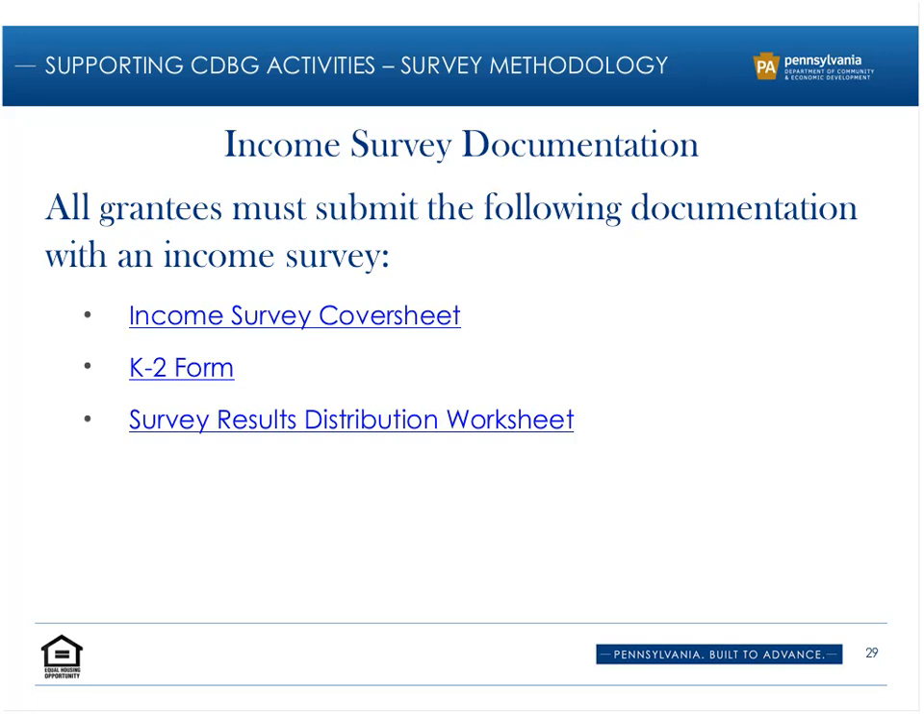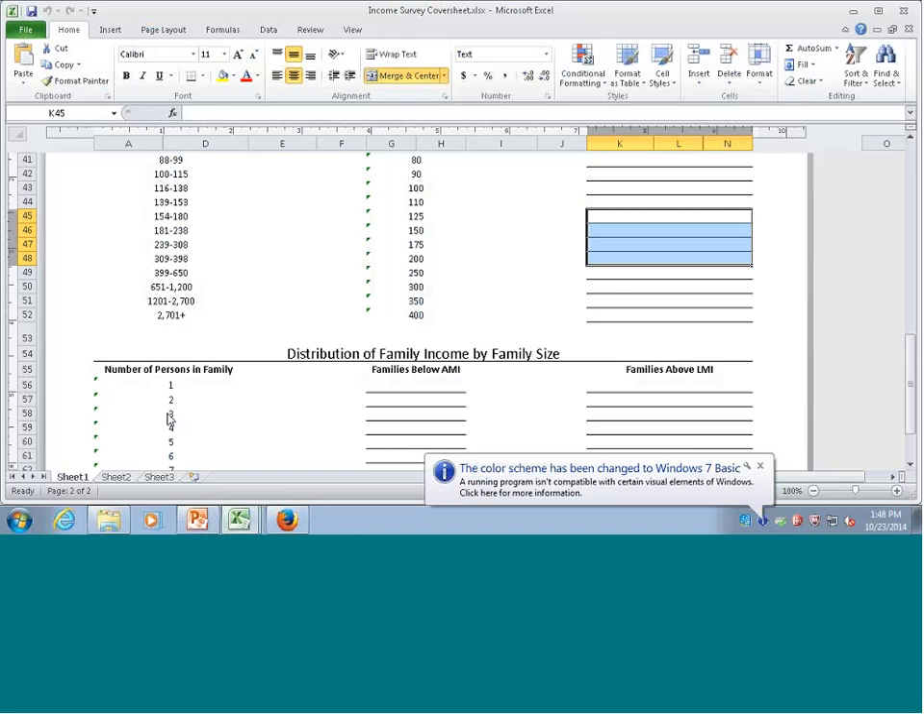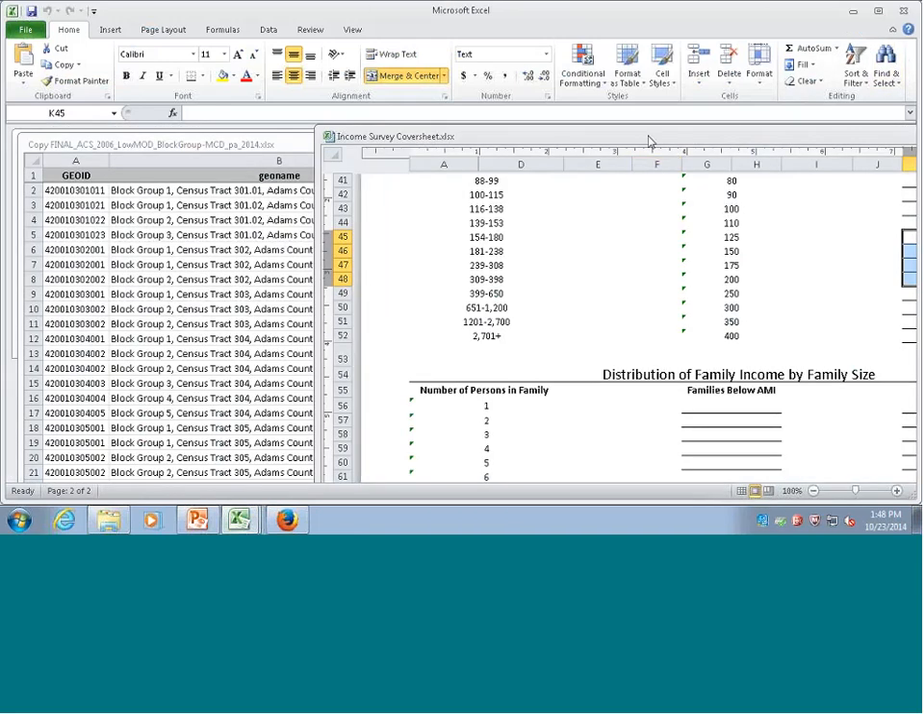You will have an income survey cover sheet. John, could you go to that? Now, these have not been made available to you, but this information should look familiar to some of you. We've updated it.